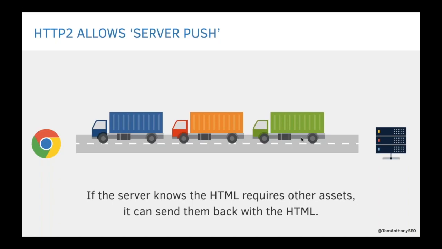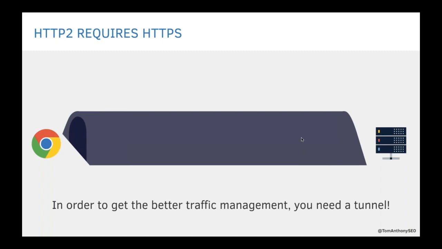So rather than wait for the browser to receive the truck and then send another truck requesting those things, the server simply says, okay, you've asked me for this HTML file, but rather than just send you the HTML, I'm going to send you the HTML in one truck, but I'm also going to send another truck with this CSS, and another truck with this image file, just to save you having to request them, because that saves us a whole round trip. It saves us having to wait for a truck to drive all the way back to the server, to the browser, then all the way back again to the server.